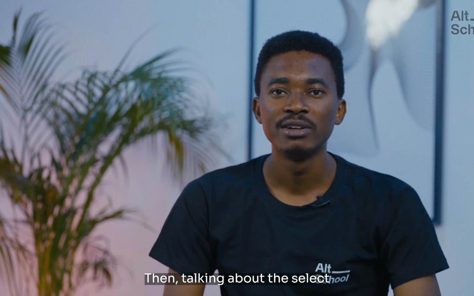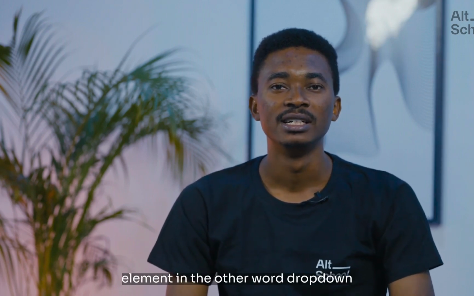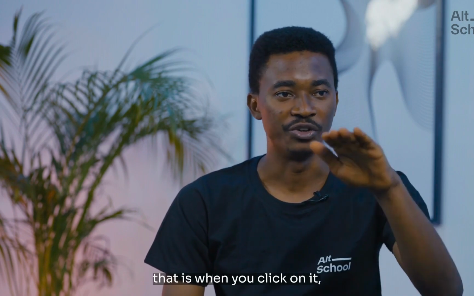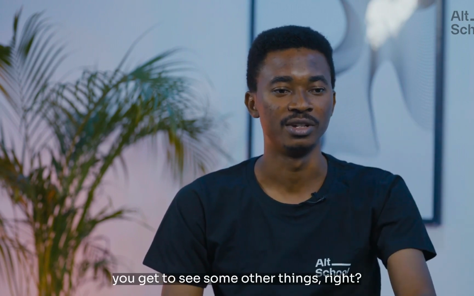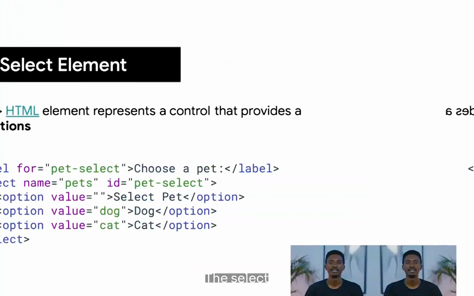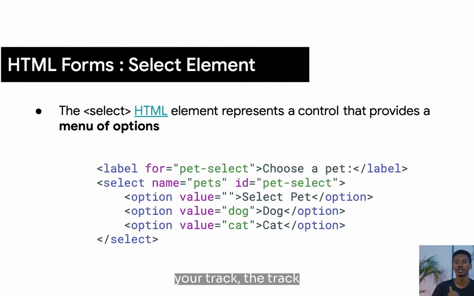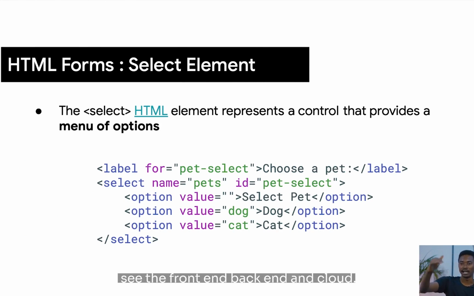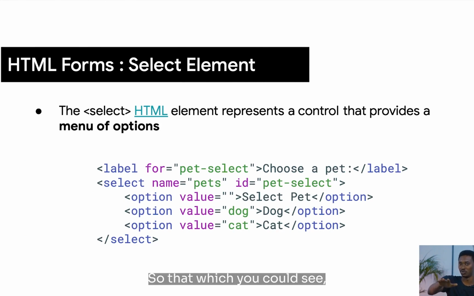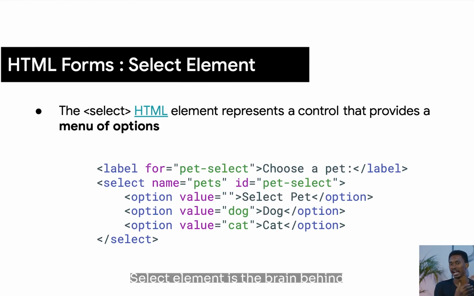Then, talking about the select element, in other words, the drop-down. That is, when you click on it, you get to see some other things, right? The select HTML element represents a control that provides a menu of options. When you were asked to fill a form to select the track you'll be doing in art school, you got to see front end, back end, and cloud. That is what we call the select element. The select element is the brain behind it, right?